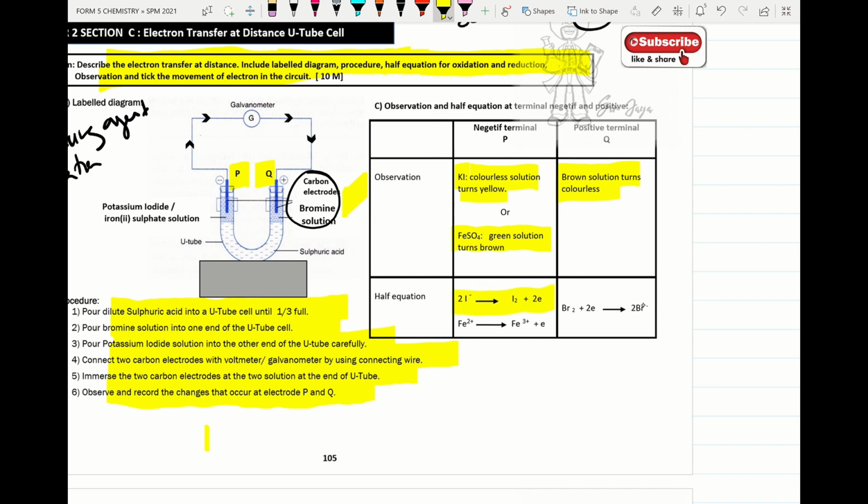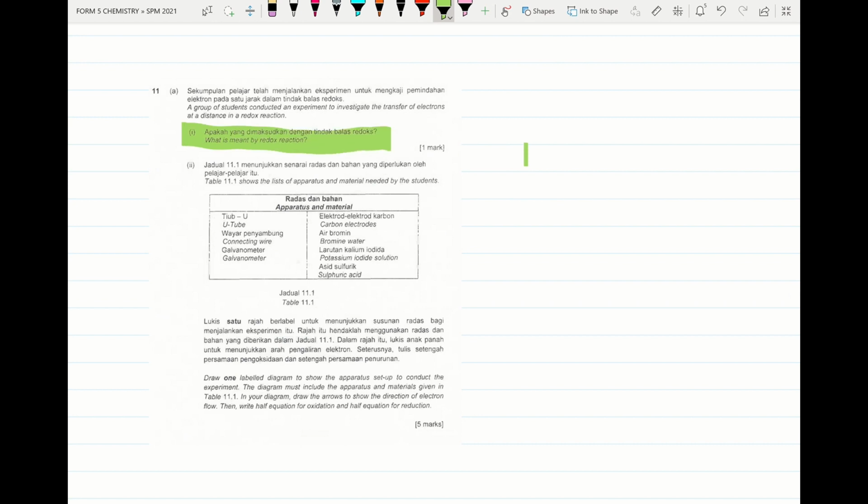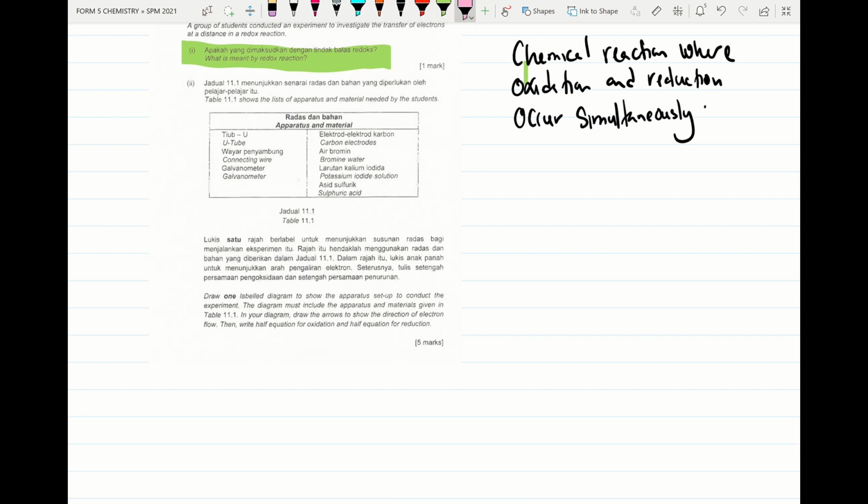Alright, so how to do half equation given? How to do half equation if, let's say, iron(II) sulfate is used, bromine solution, how to do half equation is given. Please look at this question. This question, what is meant by redox reaction? So student must know how to answer the definition for redox reaction. So redox reaction is a chemical reaction where oxidation and reduction occur simultaneously. Alright, so we already answered the first question. So now we read the second question.